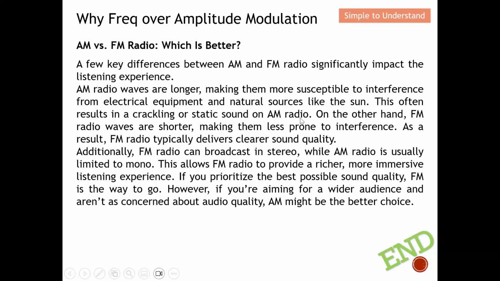So basically you can hear a lot of hissing sound on AM radio. On the other hand, FM radio waves are shorter. Because they are shorter, they are less prone to interference. As a result, FM radio typically delivers clearer sound quality as compared to amplitude modulation. Additionally, FM radio can broadcast in stereo, while AM radio is usually limited to mono. So this allows FM radio to provide a richer and more immersive listening experience.